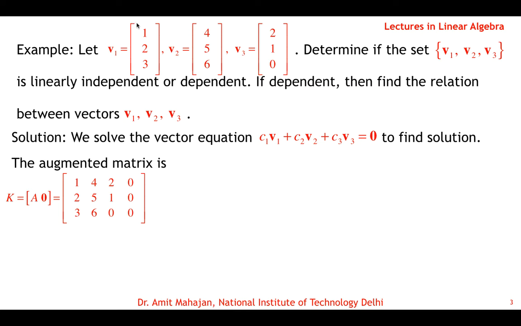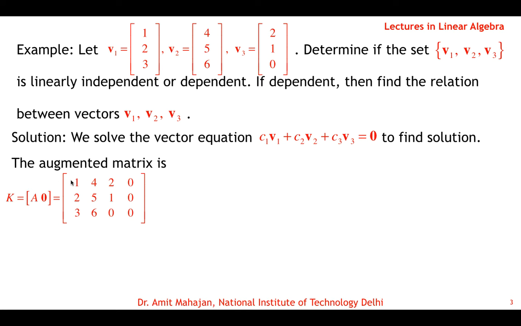So v1 is (1, 2, 3), v2 is (4, 5, 6), and v3 is (2, 1, 0). And the right hand side 0 vector is the (0, 0, 0) of R3. Okay, so now we know how to solve this augmented matrix. We have to apply row operations and reduce it to echelon form.